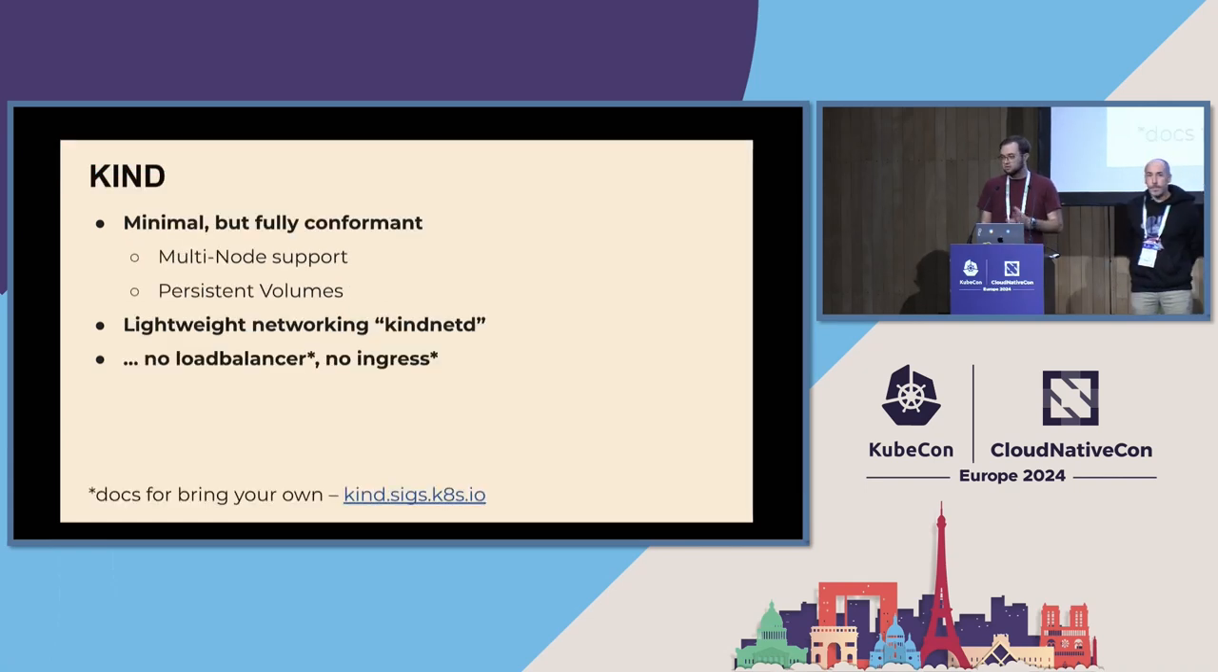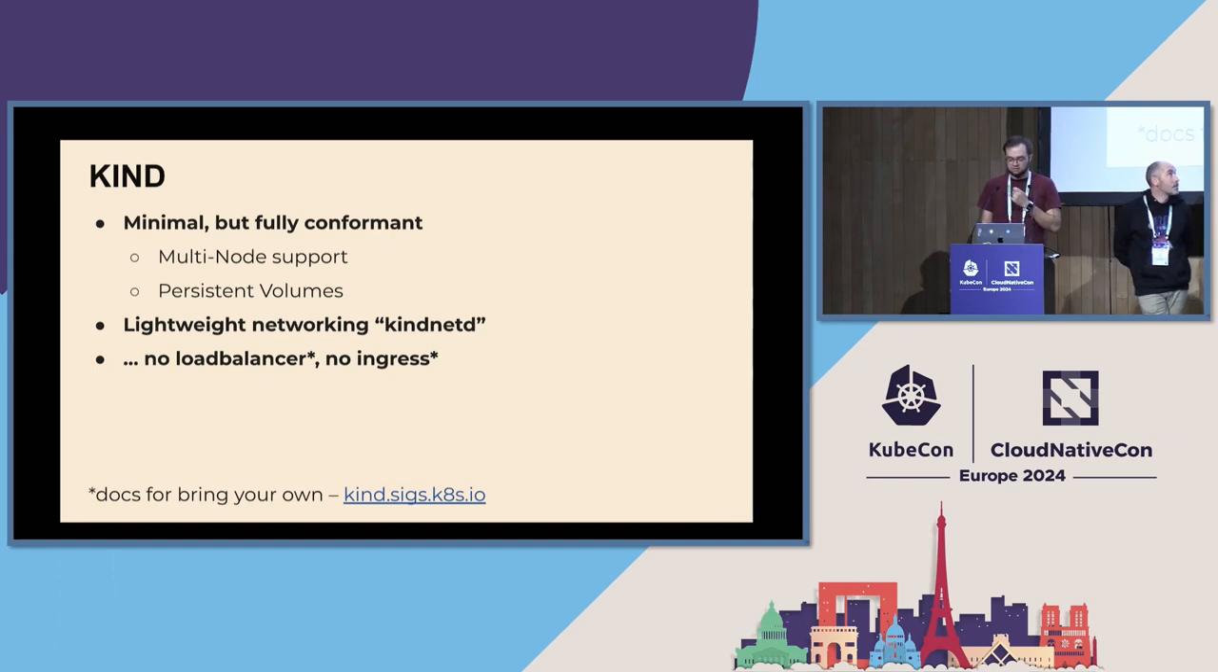It's minimal but fully conformant. We want something as simple and streamlined and flexible. It has multi-node support, which is required to actually run all of the conformance tests properly because there are some tests around rolling node behavior. And it has persistent volume support. Everything else comes from Kubernetes core itself, and the rest is just getting those to run.